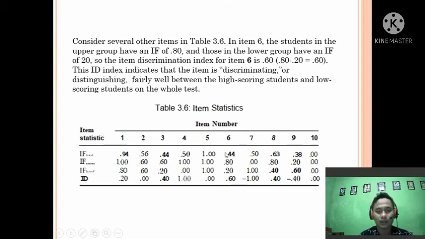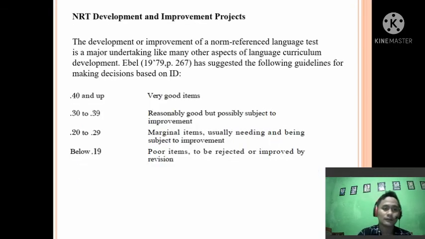This is the percentage of the item facility. Do you get it? The next one is NRT development and improvement project, norm-referenced task development and improvement project. The development or improvement of a norm-referenced language task is a major undertaking, like many other aspects of language curriculum development.